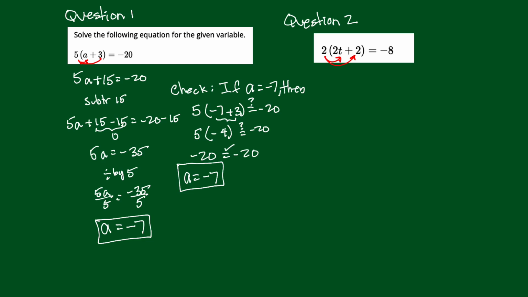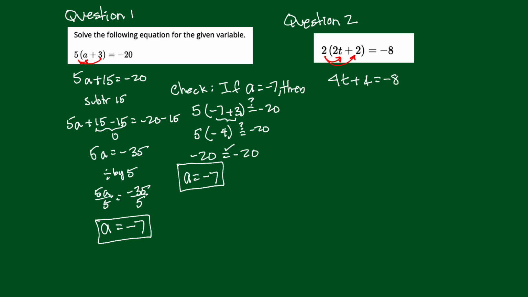So this will give us, now, first up is 2 times 2t. Well, that's 4t. And then plus, right, I got a plus, 2 times 2. So I'll write it all out. Plus, well, 2 times 2 is 4, equals negative 8. Nothing to do on that right side.